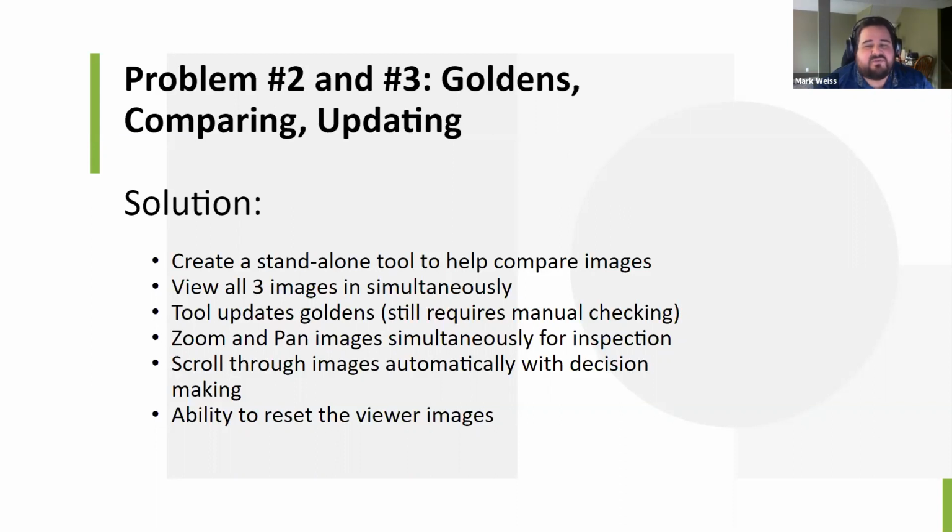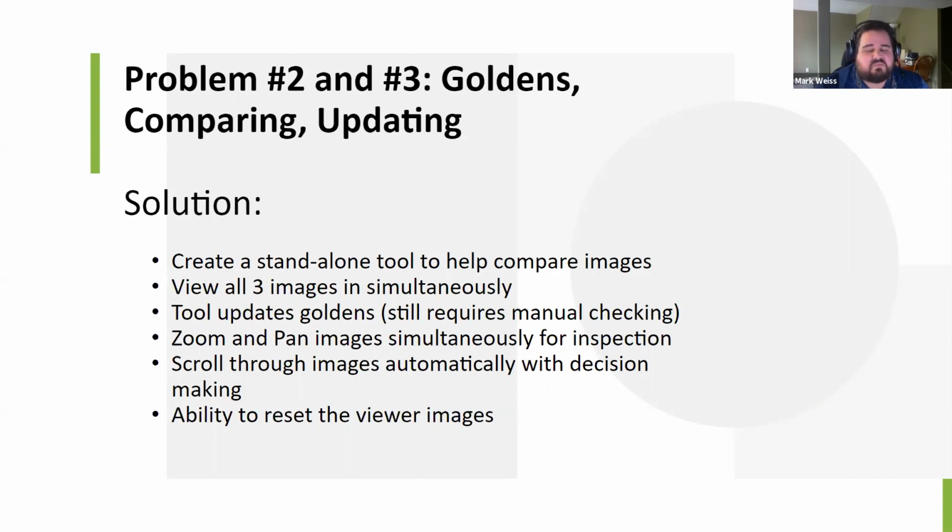So I needed to be able to view all 3 of the images at the same time: the new screenshot, the golden that matches it, and then the diff. I needed it to update seamlessly, so the new images that I choose can replace the goldens without having to do all this rewriting and renaming. I needed it to zoom, pan, and keep all the images synchronized while I'm inspecting them. So if I zoom in on one, it has to zoom in on all 3 so that I can see the same area of the picture.